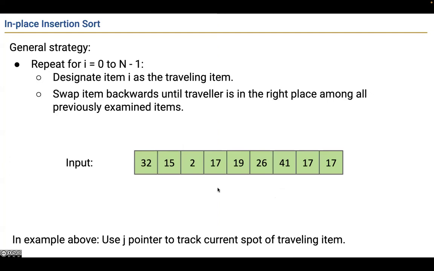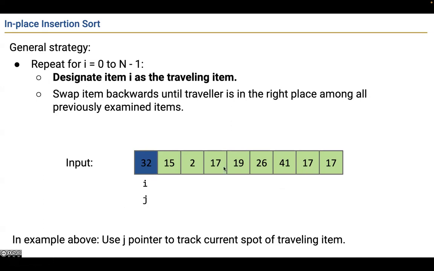Not only am I going to make this more realistic to implement, I'm also going to do it in place. So I don't need a new output array where I'm slotting elements left and right. I will do everything in place. So I'll start at the left. I'll go all the way to the right. And I will consider every element. And for every element that I consider, I will say 32, you are now the traveling item. So like pack your bags.